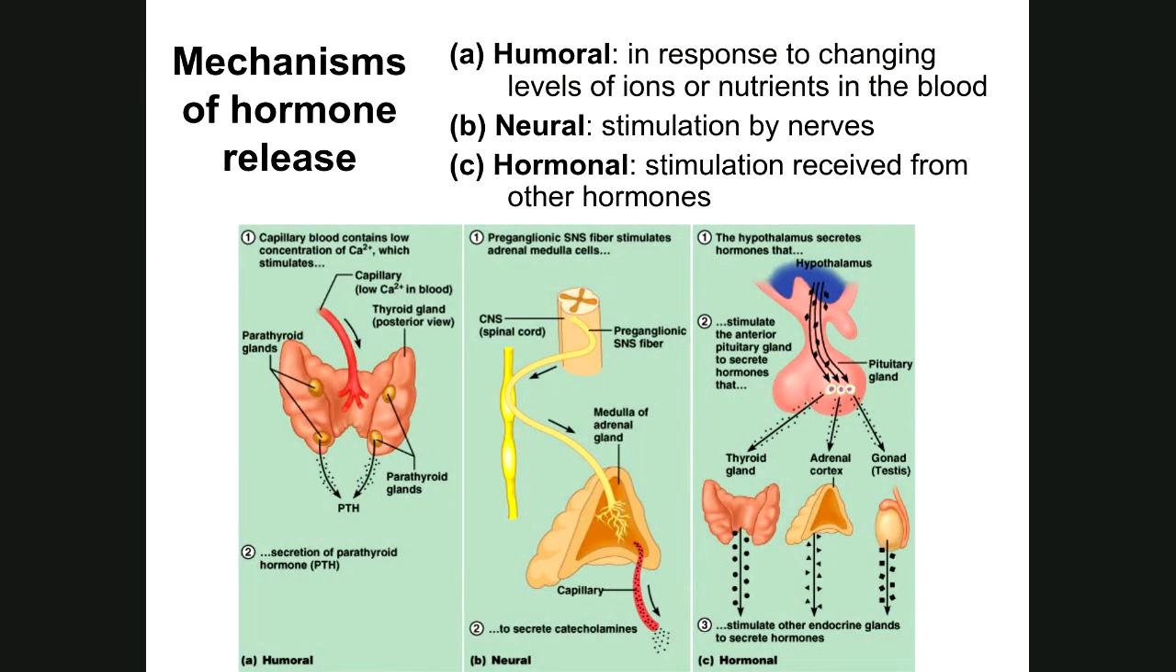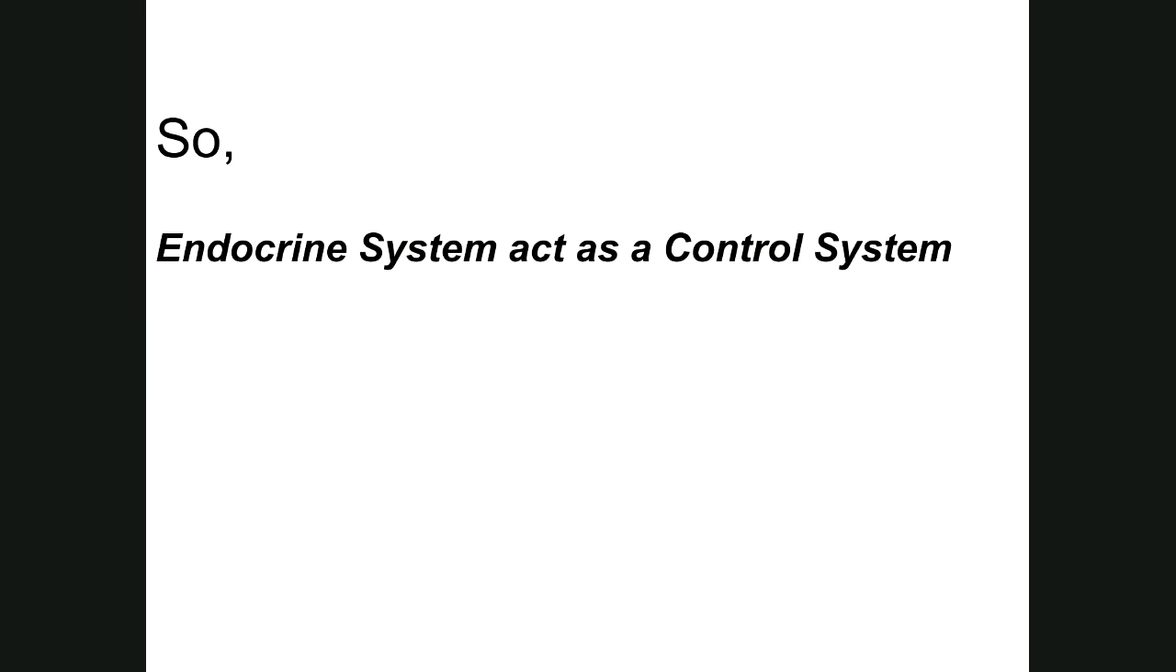They can also be secreted hormonally. I mean, one hormone stimulates another endocrine gland to stimulate other hormones. As you can see here, the hypothalamus, by secreting a hormone, stimulates the pituitary gland, and the pituitary gland secretes some hormones that will stimulate other endocrine glands, and therefore those endocrine glands will stimulate other hormones. So the endocrine system does act as a control system.